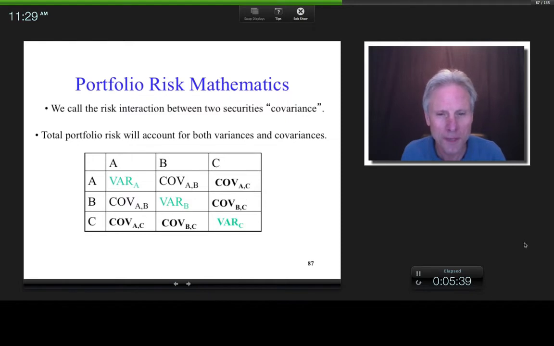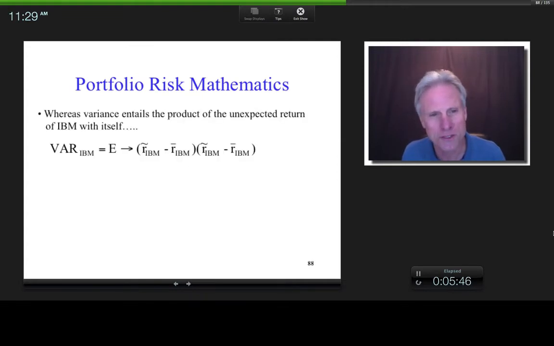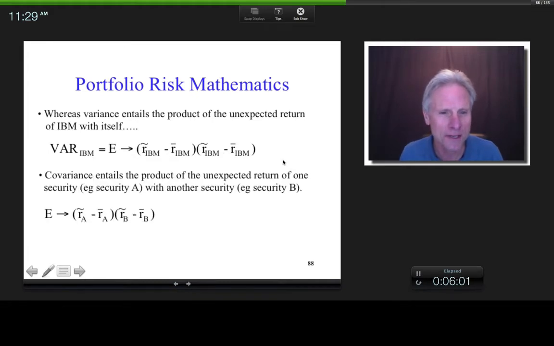So we're beginning by looking at what factors go into total portfolio risk. So let's talk a little bit about this covariance thing. Now recall, variance was the expectation of the unexpected of, say, IBM with itself times the unexpected, or the unexpected squared. Well, covariance is basically very similar if you look at the formulas, except instead of the unexpected of IBM times the unexpected of IBM, it's the unexpected of, say, security A times the unexpected of security B.